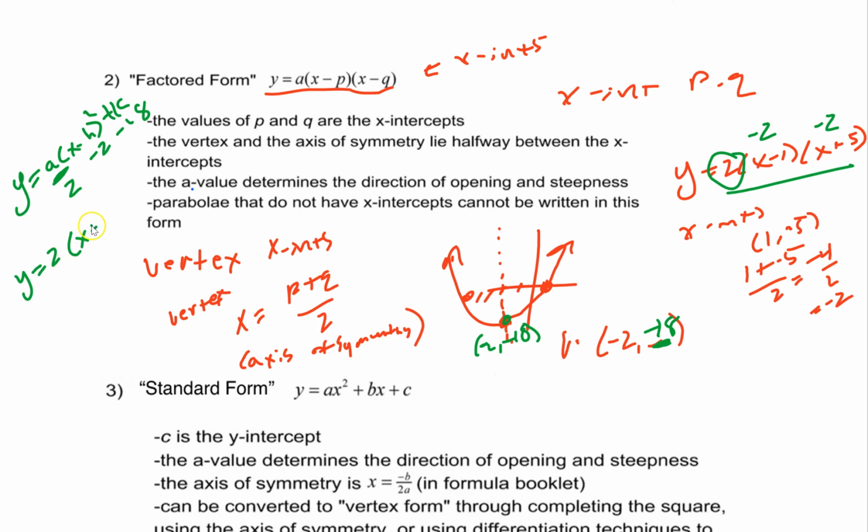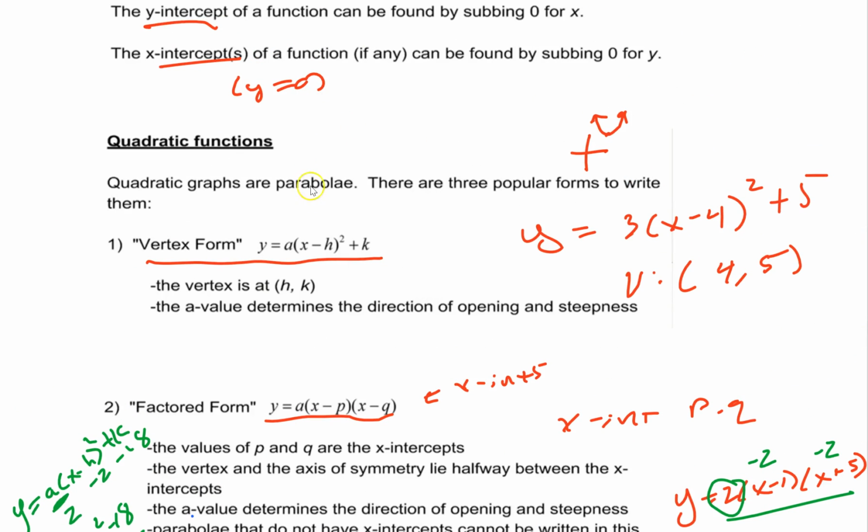Putting it in vertex form has always been easy. Just find the vertex and you're set. So it's very easy to go from factored form to vertex form: just find the vertex, plug it in. So that's factored form, right? Factored form is good because it gives you the x-intercepts right away, which is usually the hardest thing to find. So we like factored form. Vertex form is good because it gives you the vertex right away, which makes it super easy to graph.